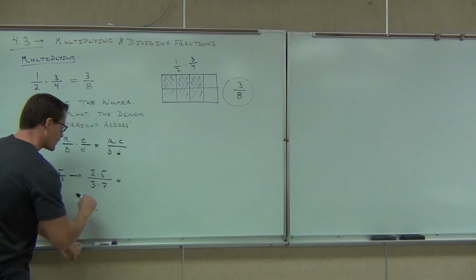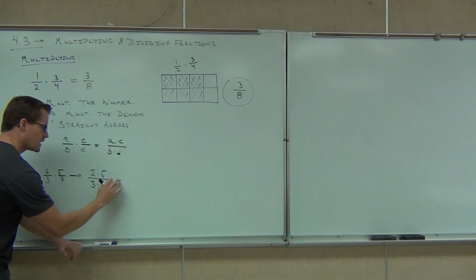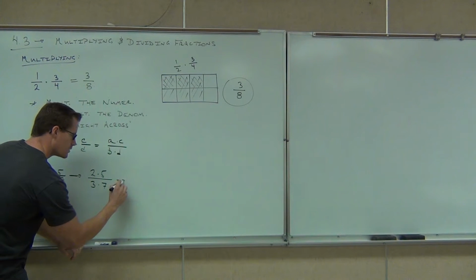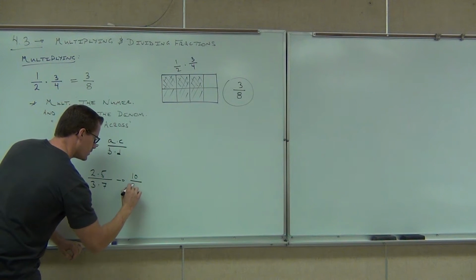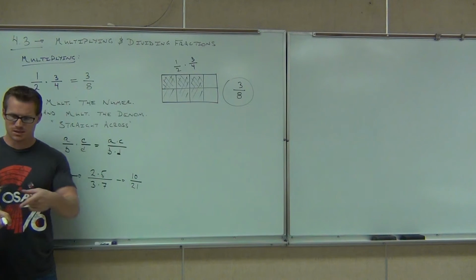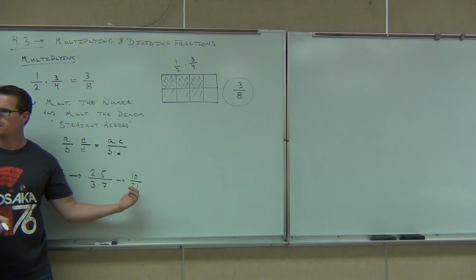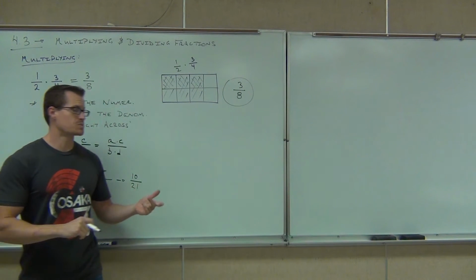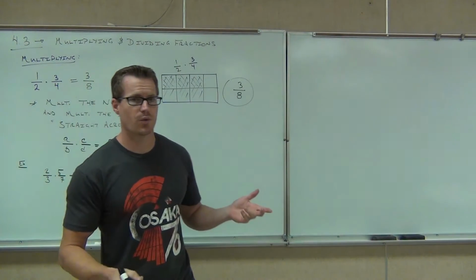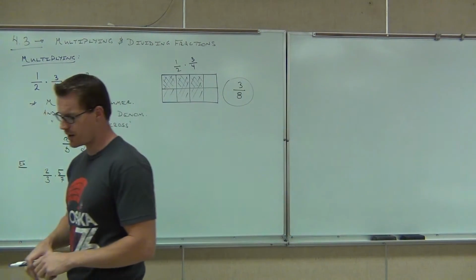So 2 times 5 gives us how much? 10. Over? Hey, by the way, since we did simplification, can you simplify that? No. We look for common factors, but there's nothing that divides both 10 and 21, so you're done. That's as far as you can go on that.